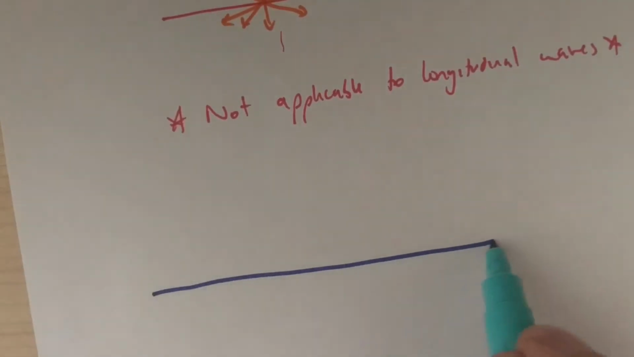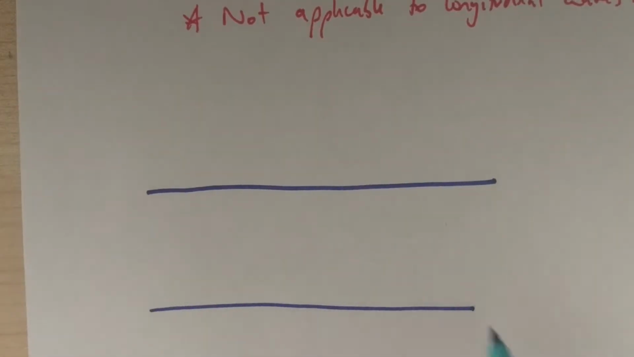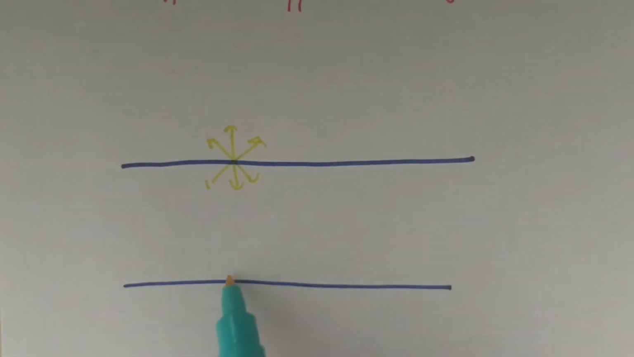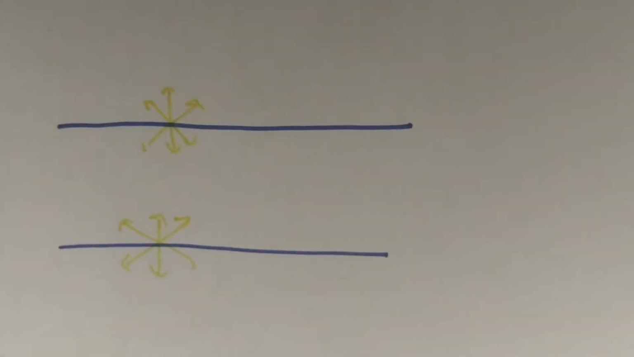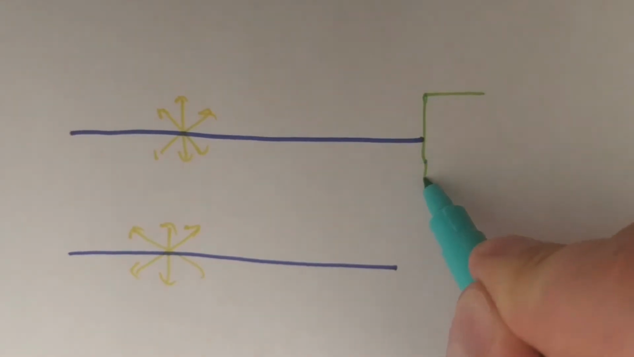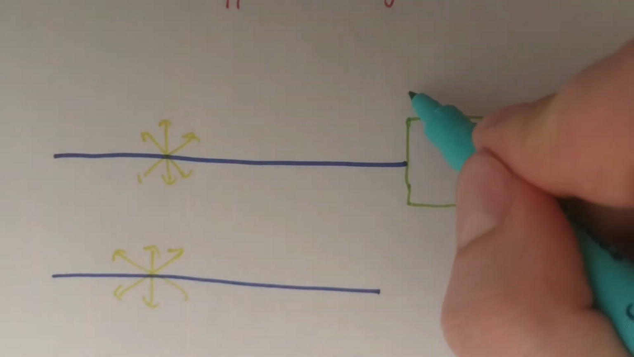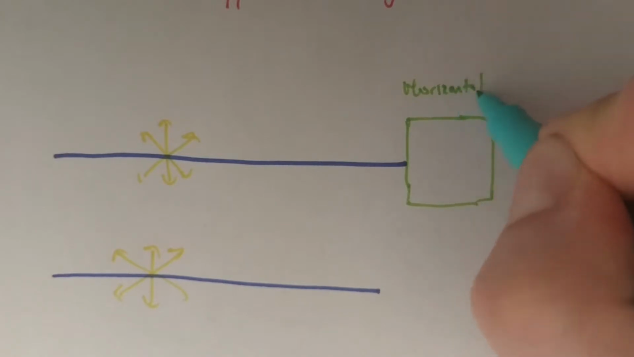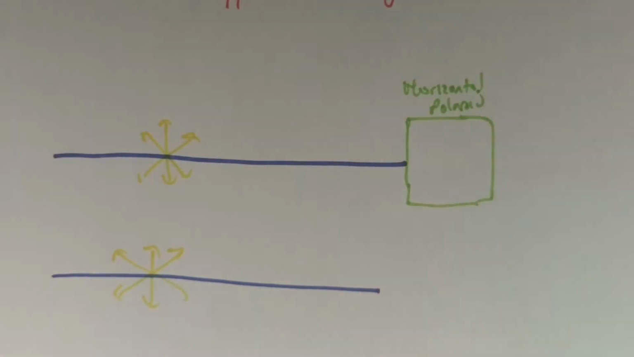Well, if we imagine we've got two transverse waves, all of them unpolarised, so we've got vibrations as such. What we can do is put some polarisers in front of them. For light, our polariser will be a Polaroid filter. So this one I'm going to call a horizontal Polaroid, and the bottom one will be a vertical Polaroid.